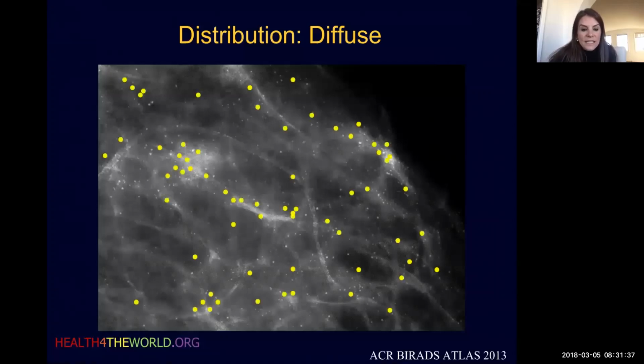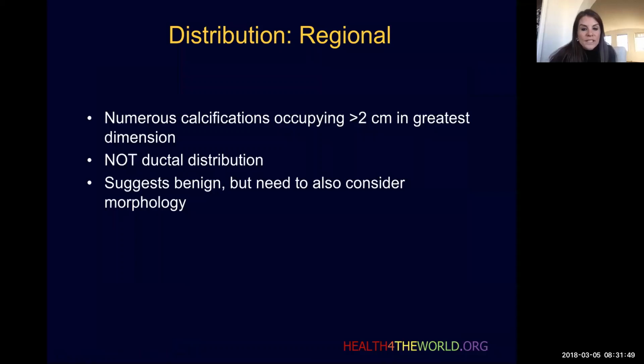As here we see, again, diffuse is randomly distributed through the breast. Again, some of these may group together, but there are multiple similar appearing groups and no one area looks more suspicious than the other. Regional calcifications are defined as numerous calcifications that occupy greater than 2 centimeters in greatest dimension that are not in a ductal distribution. This suggests a benign process, but we also need to consider our morphology.